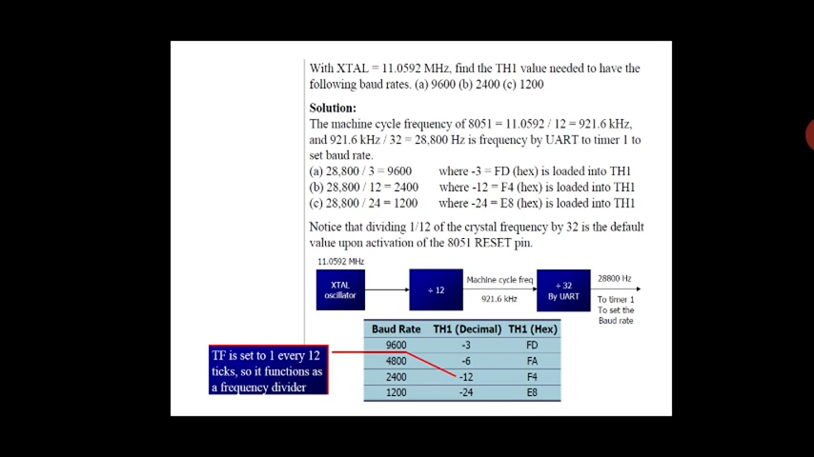If TH1 is loaded with minus 12, it is operated at a baud rate of 2400. If it is set with minus 24, it is operated at a baud rate of 1200.